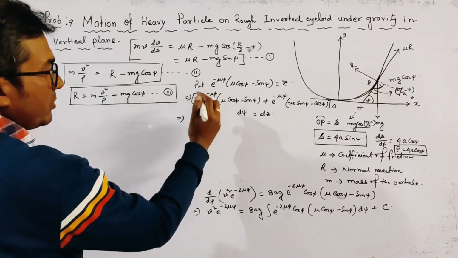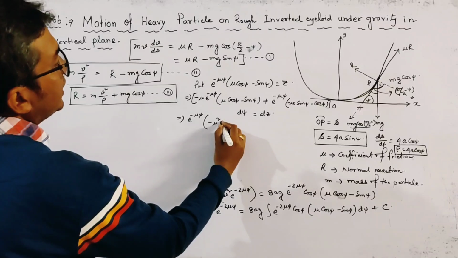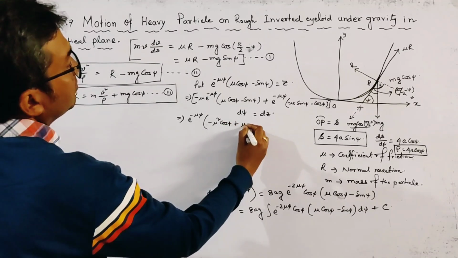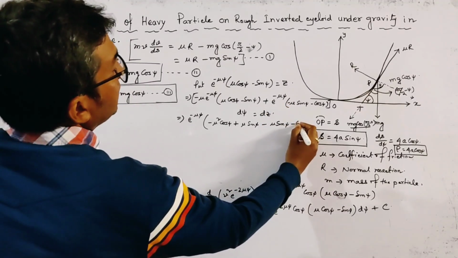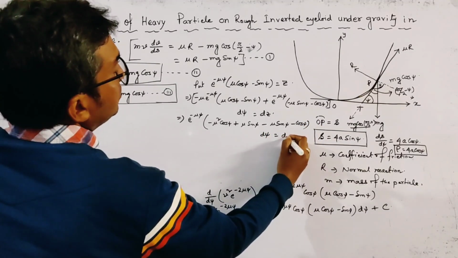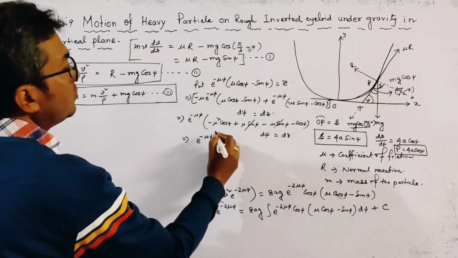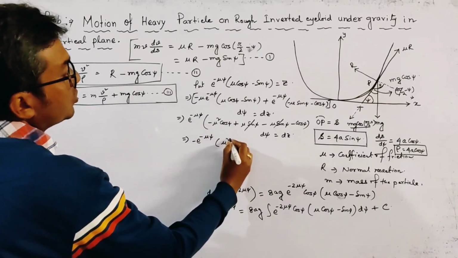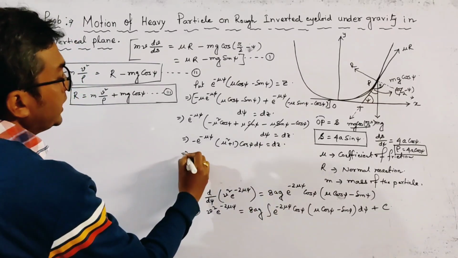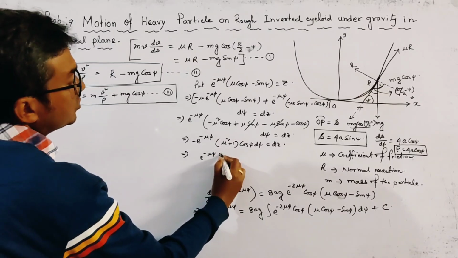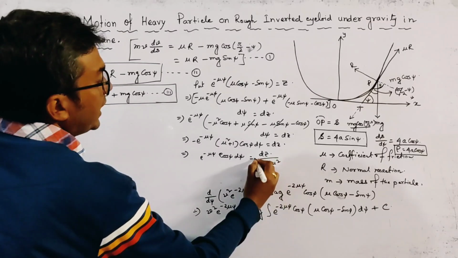Now taking e to the power minus mu psi common, we get minus mu square cos psi plus mu sin psi, and from here minus mu sin psi minus cos psi, d psi, equal to dz. Okay, so e to the power minus mu psi is common, and taking minus common, this is (mu square plus 1) into cos psi d psi, equal to dz. So we get e to the power minus mu psi into cos psi d psi equal to minus dz by (1 plus mu square).